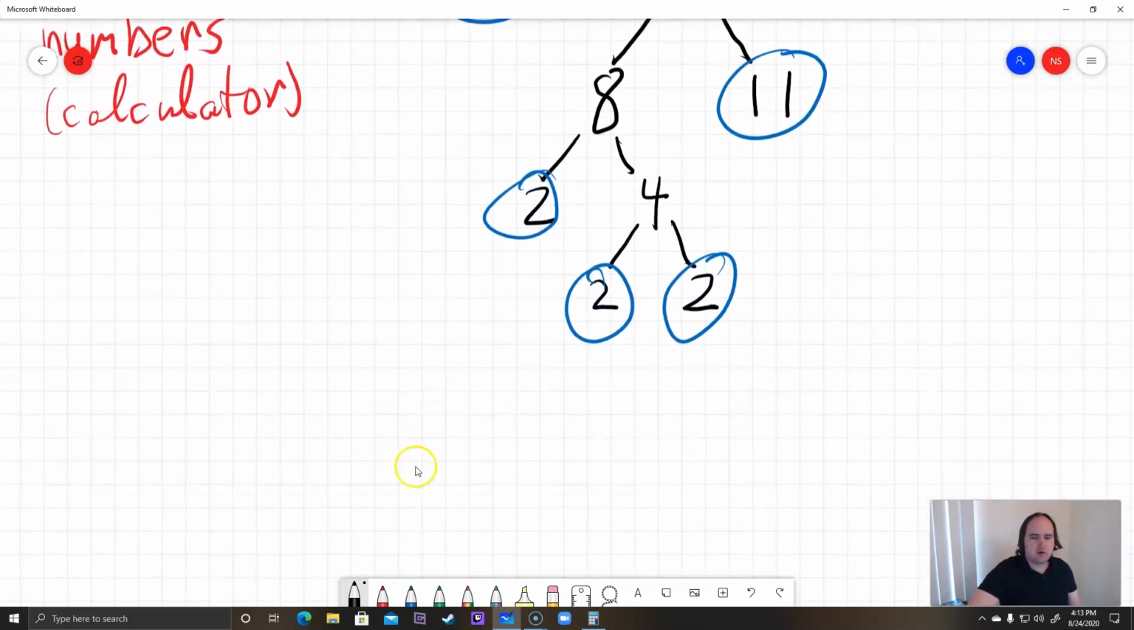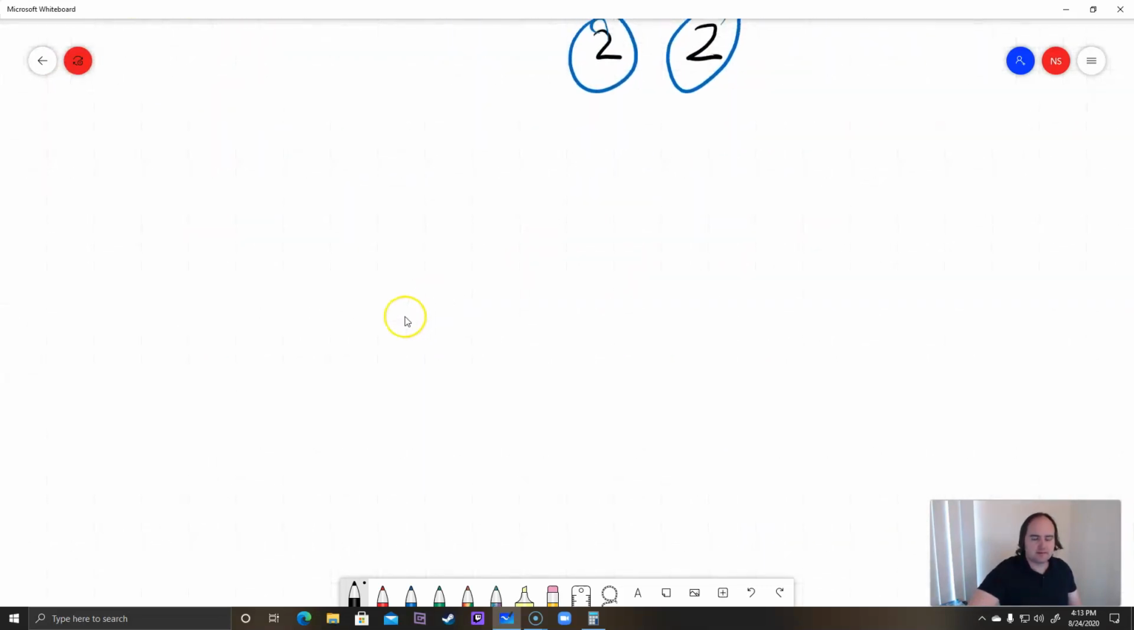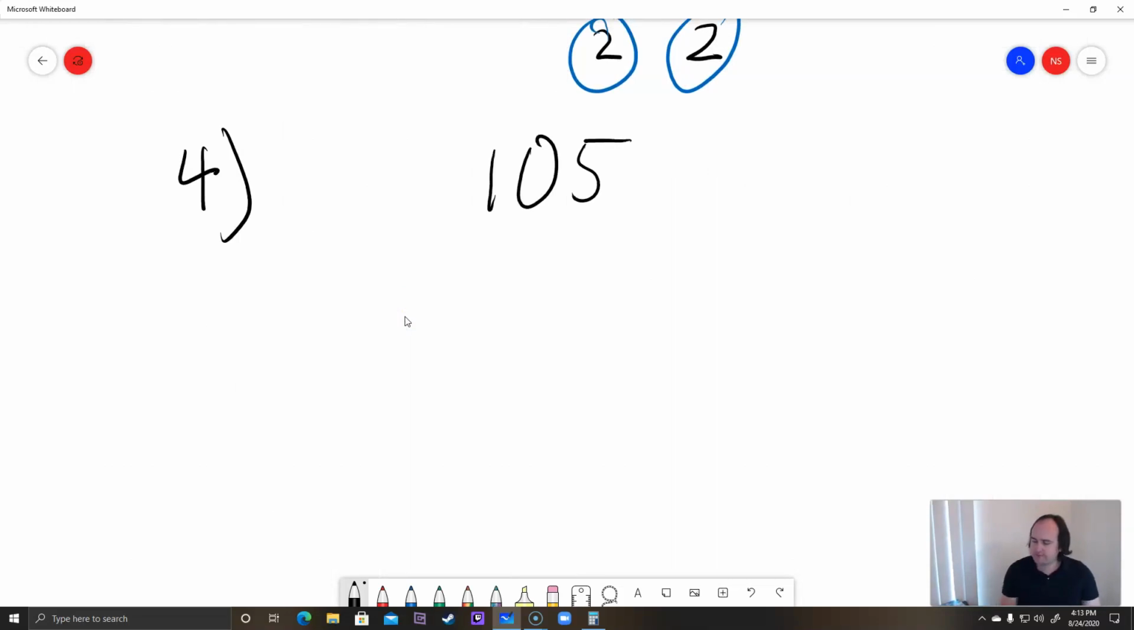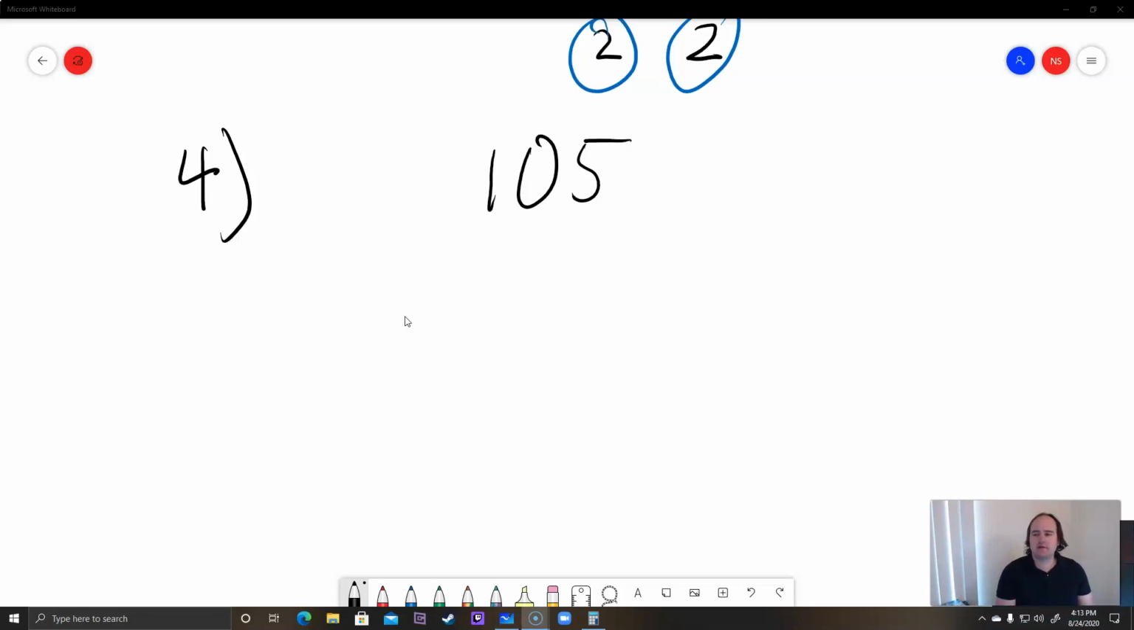Okay, so I'm going to do a couple more of these before we move on to the next topic. Okay, so example number 4. Find the prime factorization of 105. So this is another number that's big enough that it doesn't actually show up in your times tables. And notice it's not an even number, so that means we can't divide it by 2. So what can we divide it by?